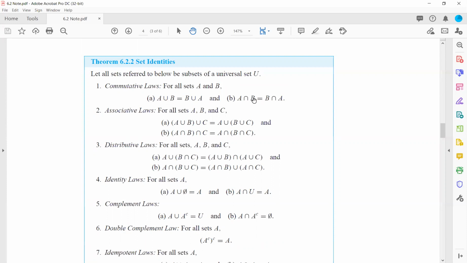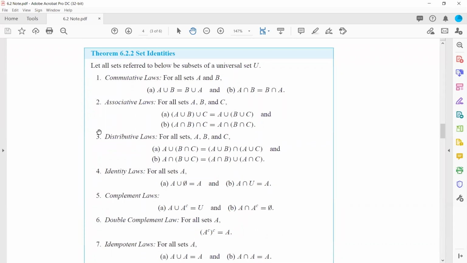Also, we have the exact same thing for intersection. A intersection with B is the same as B intersection with A. P and Q is the same as Q and P. Associative laws, for all sets A and B and C. It doesn't matter if you group A and B, then C, the result is the same as grouping B and C together using union, then take the union of that result with A.